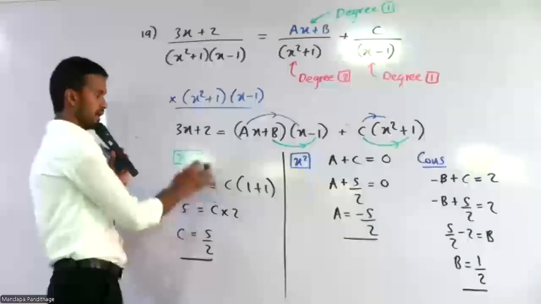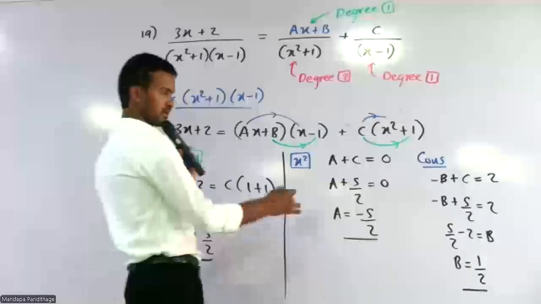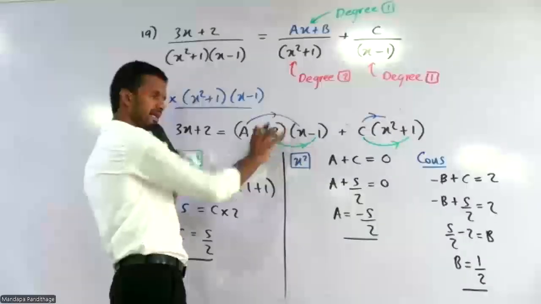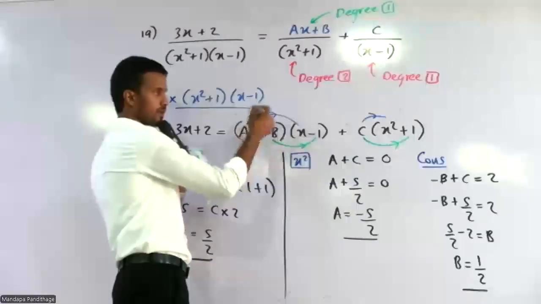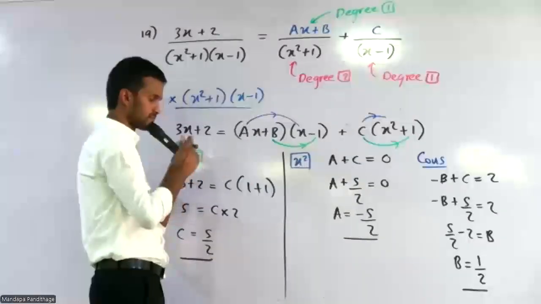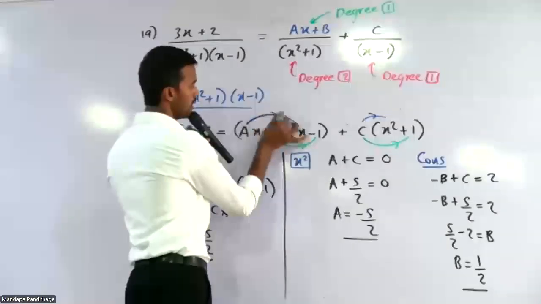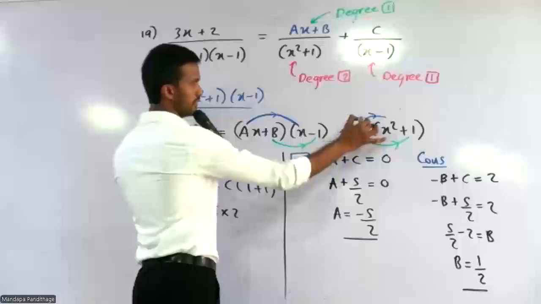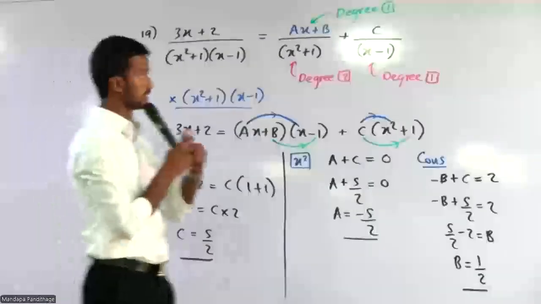So what did I do? I just substituted one value to get the value of c. Then I compared the coefficients. So you don't have to expand and simplify. When you look at this, it's clear. I get 1 x squared from here, 1 x squared from here, and the other x squared from here. Okay, then you can write the final answer.